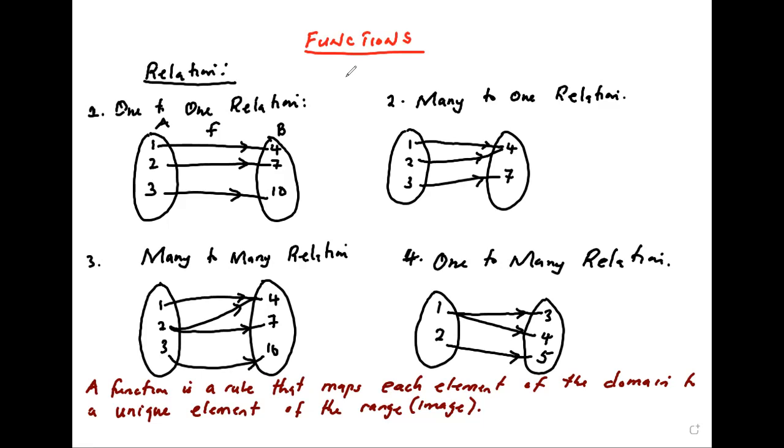Let's go to one-to-one. We have elements of A uniquely related to elements of B. Each element of A, for example, 1 goes to 4 only. 2 goes to only one number. 3 goes to only one number. So this is a function.